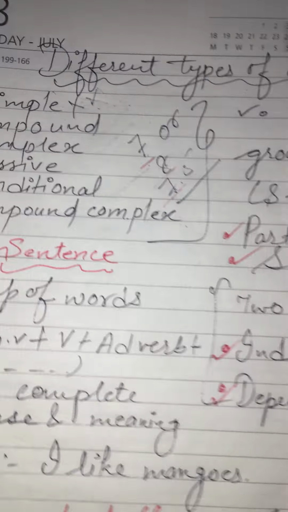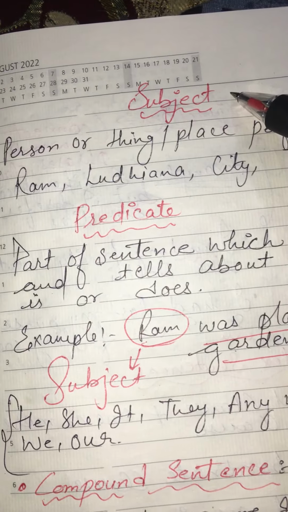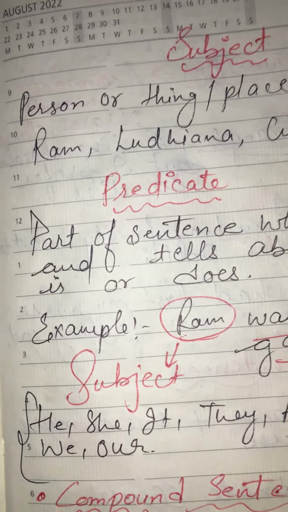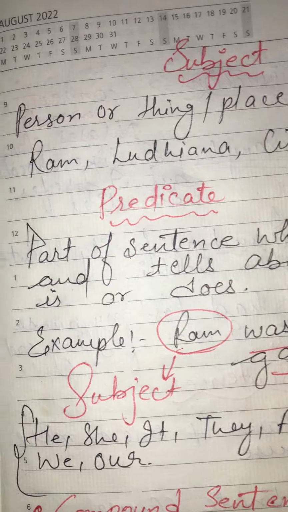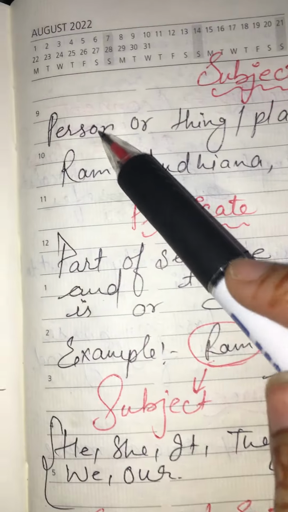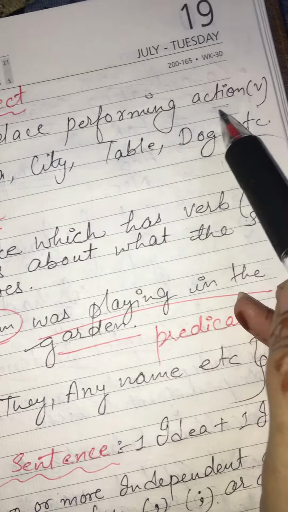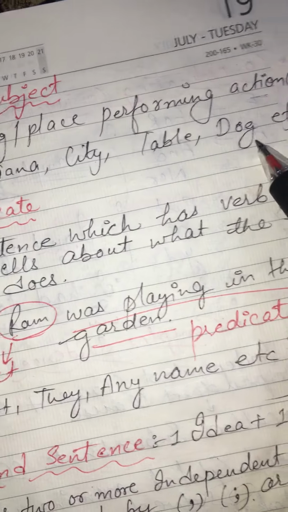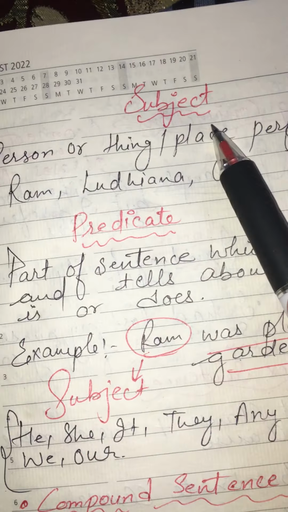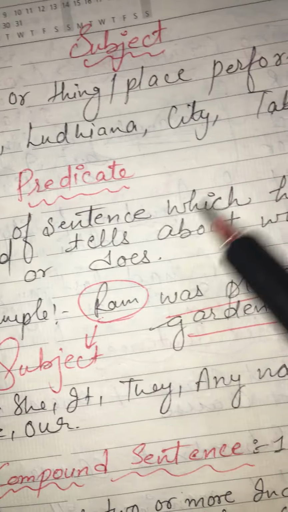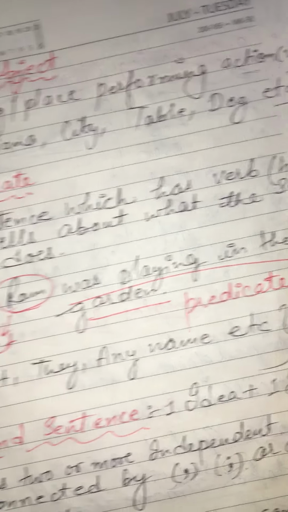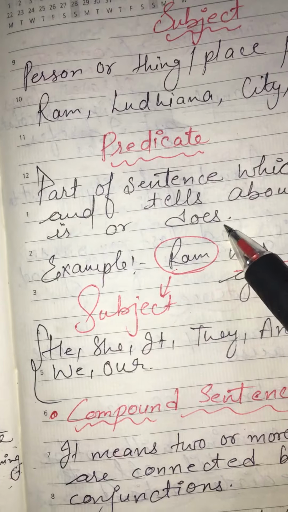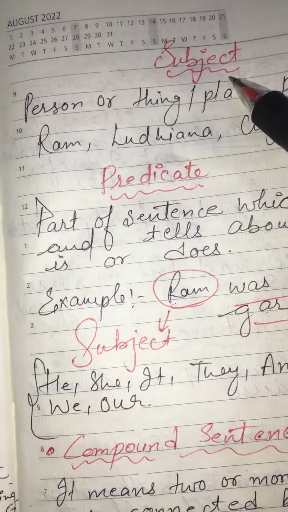So now first we understand about the subject and predicate. Subject and predicate are the two important parts of a sentence. The first one is subject, which means a person, thing or a place performing the action or verb. Action means verb. Ram, Ludhiana, city, table, dog, etc. These are all subjects. Predicate means the part of the sentence which has verb, helping verb and tells about what the subject is or does. Predicate always tells about the subject in the sentence.